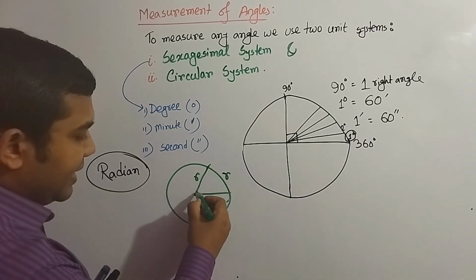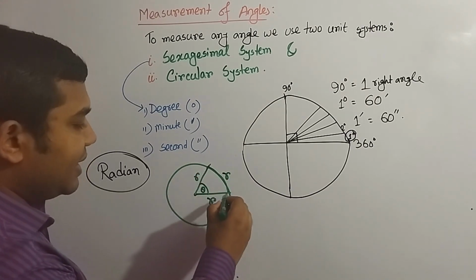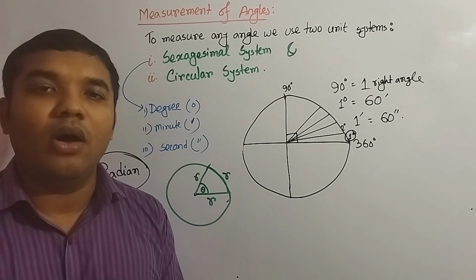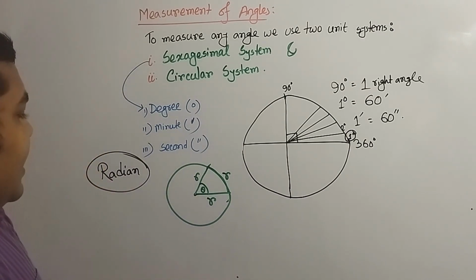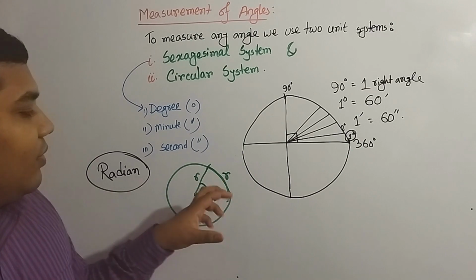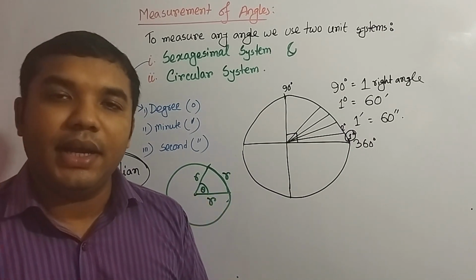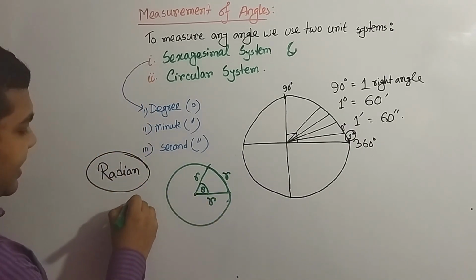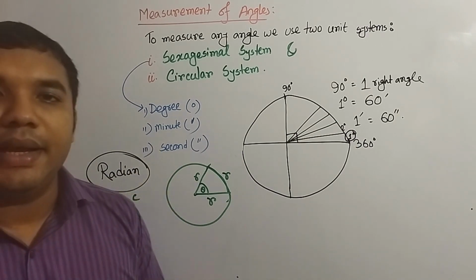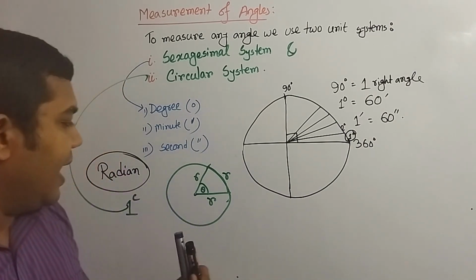That means this creates an angle theta. So this arc, which is equal to the radius, creates an angle at the center. This angle is known as the radian angle, or 1 radian angle. That means in a circle, if we cut down an arc equal to the radius, the angle created at the center is called the radian angle. Generally, a radian angle is denoted by c. So 1 radian is 1 c, that means 1 radian angle. And in the circular system, we are talking about this radian system or radian angle.